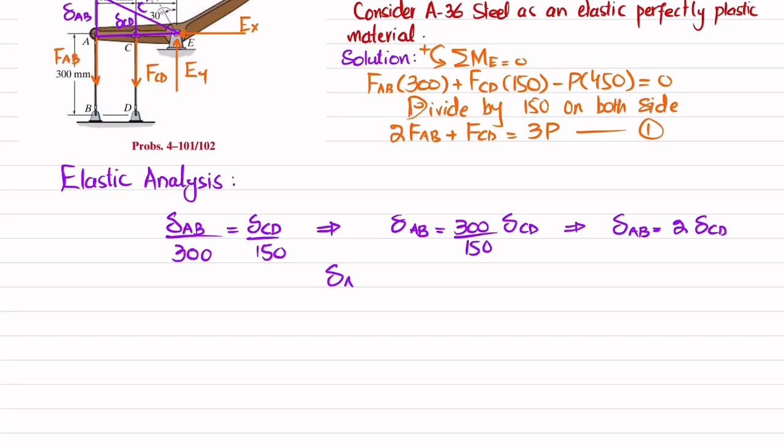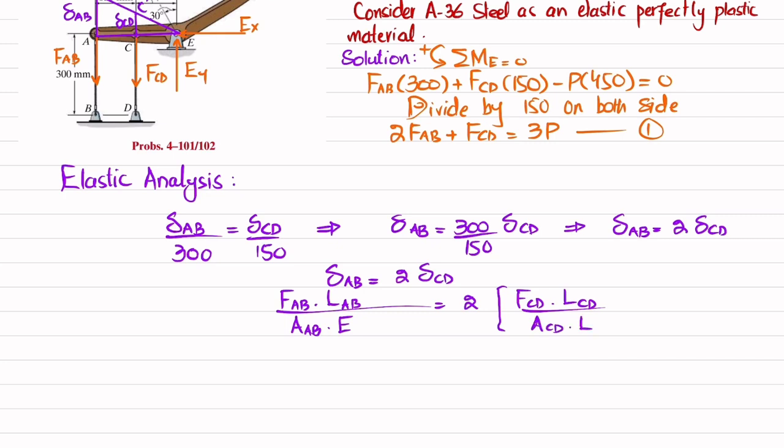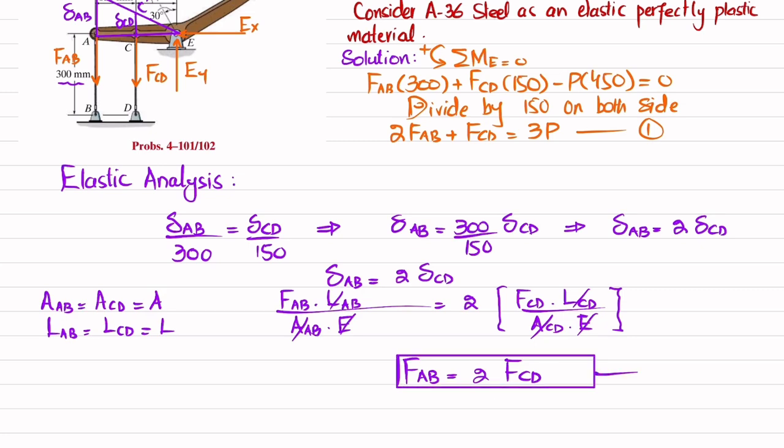Now, if I further simplify it, change in length of AB is equal to 2 times change in length of CD. So FAB into length of AB divided by area of AB into E is equal to 2 multiplied by FCD into LCD divided by ACD into E. Clear? Since both diameters are same, area of AB is equal to area of CD, equal to A, and lengths are also same, LAB is equal to LCD is equal to L, which is equal to 300. So this will cancel with this, and E and E will cancel because the material is same. So we will get FAB is equal to 2 times FCD. And this is your equation number 2.